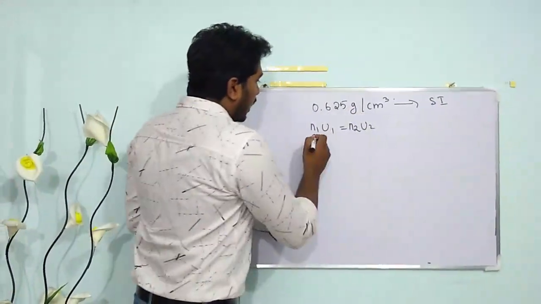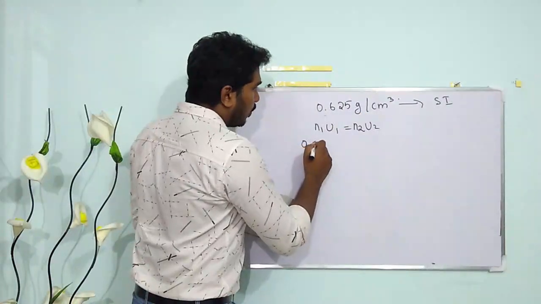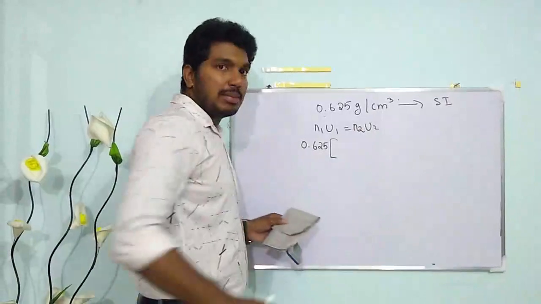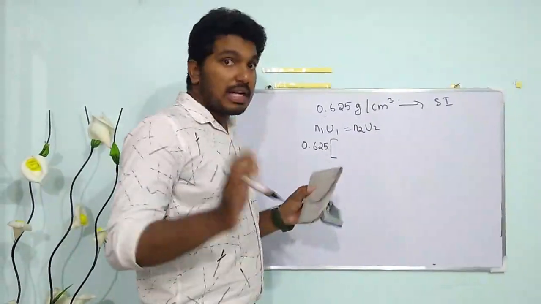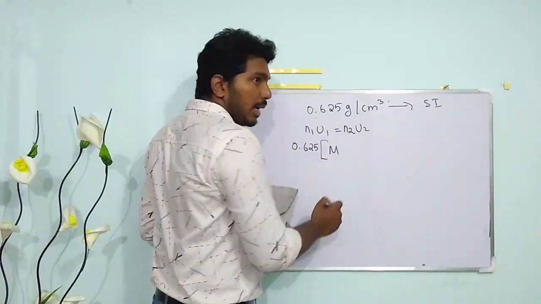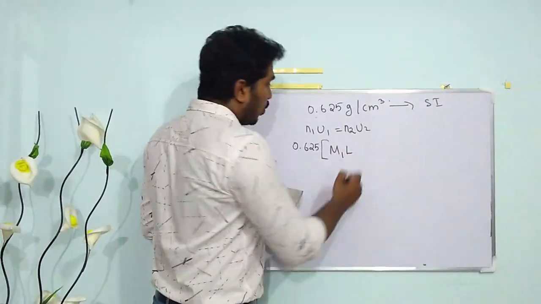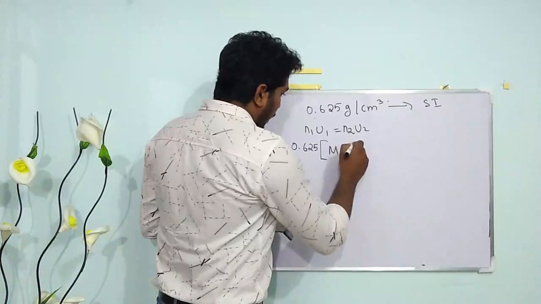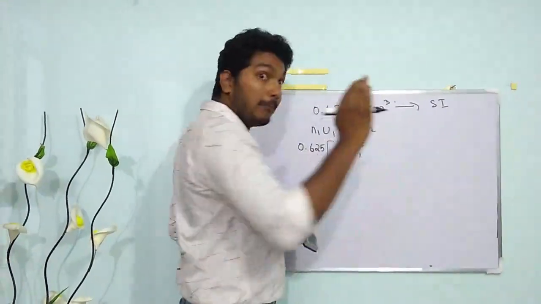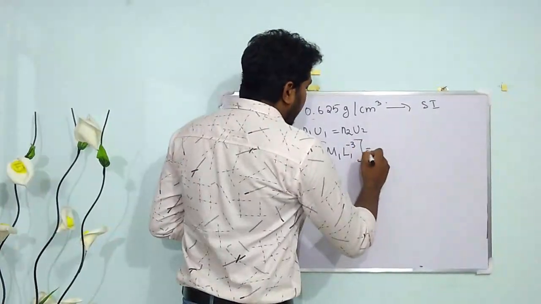So N1U1, I'm going to write N1, 0.625 U1 gram per centimeter cube, right? I'm going to write in terms of the dimension there. So I'm going to write M1, L1 raised to minus 3. Centimeter goes to the numerator, so it will be minus 3. Gram per centimeter cube. This is equal to N2.